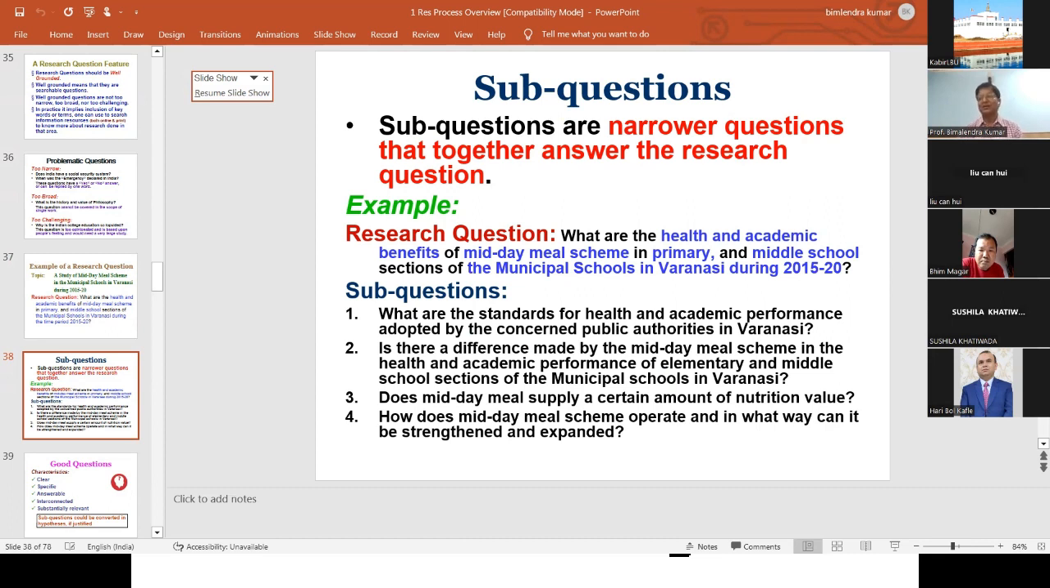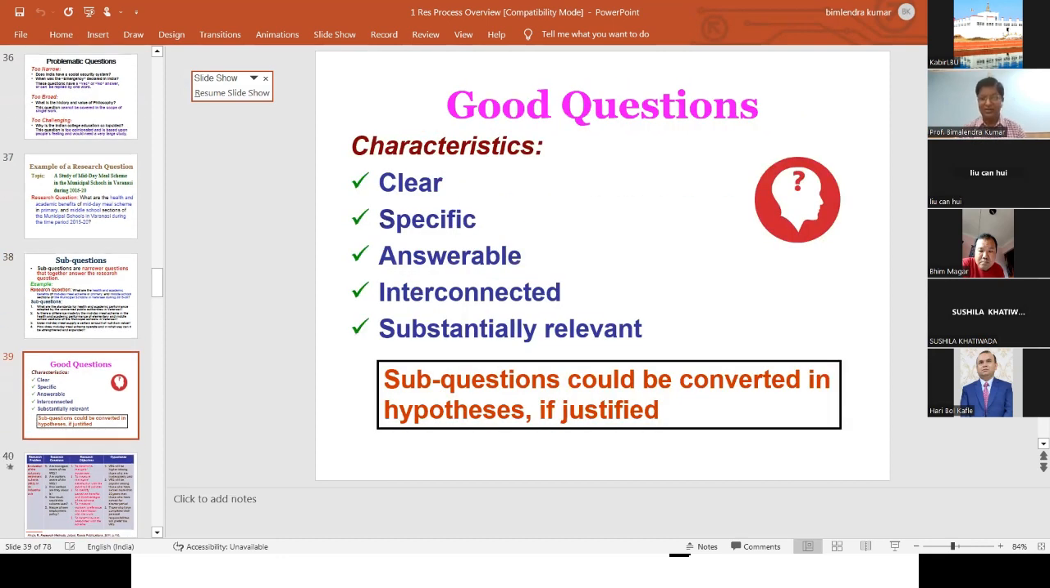So this is the duty of a research scholar that every research scholar is supposed to frame the main research questions and the sub questions also on the topic. So good questions have certain characteristics. They are clear questions. They are pinpointed or specific. They are answerable. They are interconnected with each other. The sub questions are interconnected with each other and they are substantially relevant to the society also.